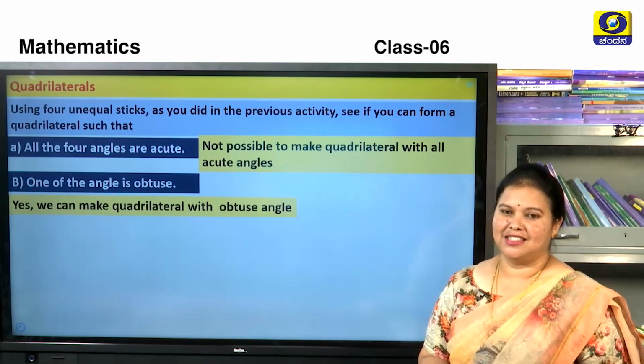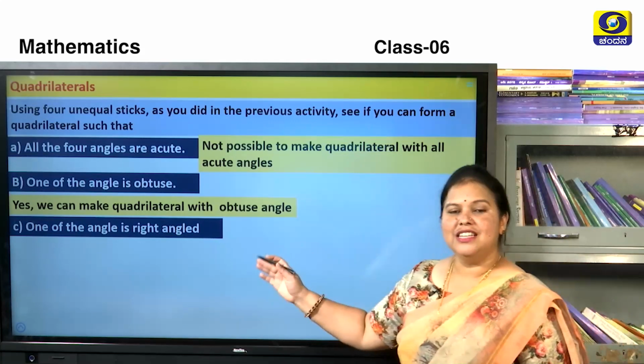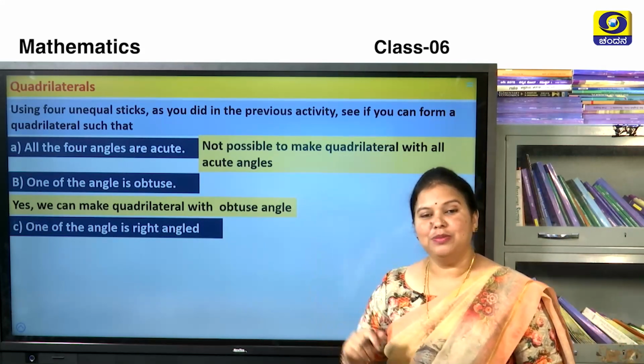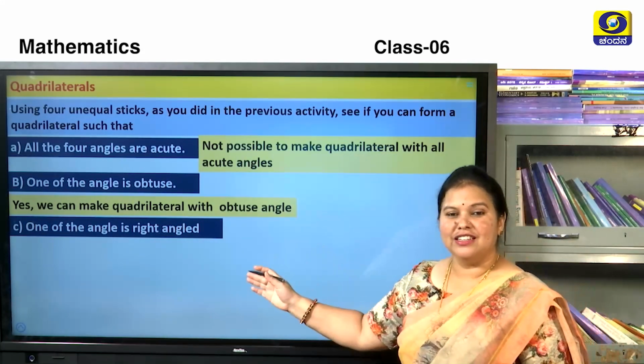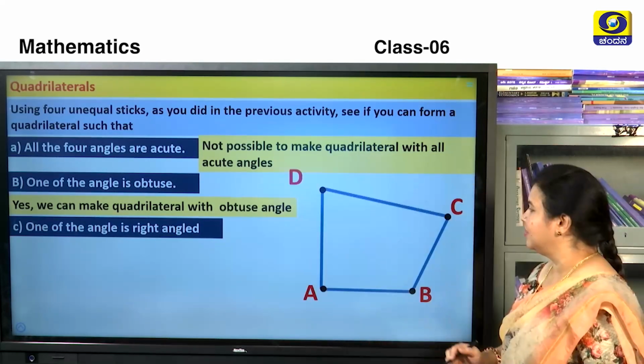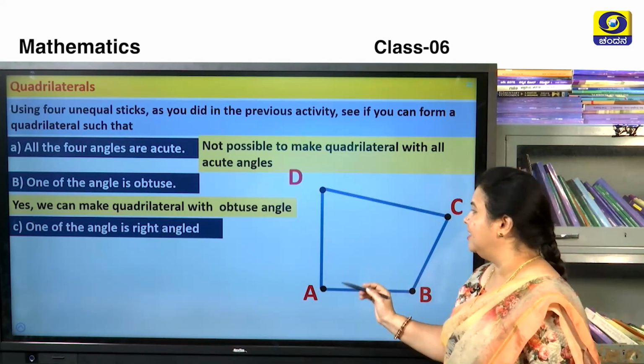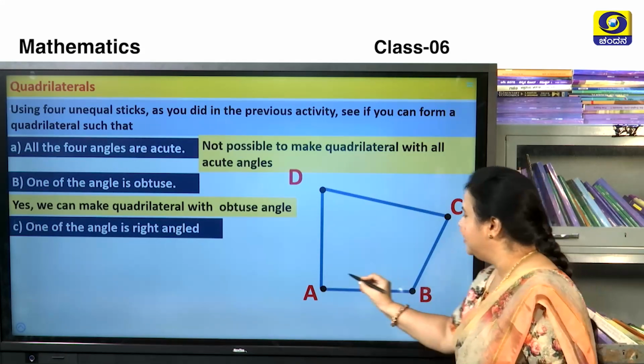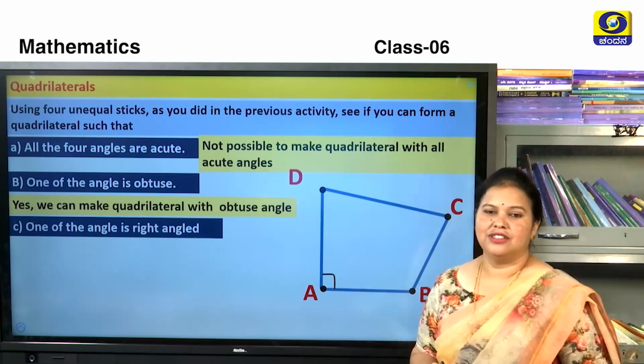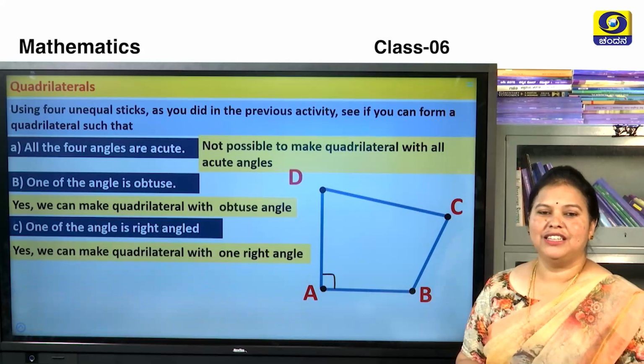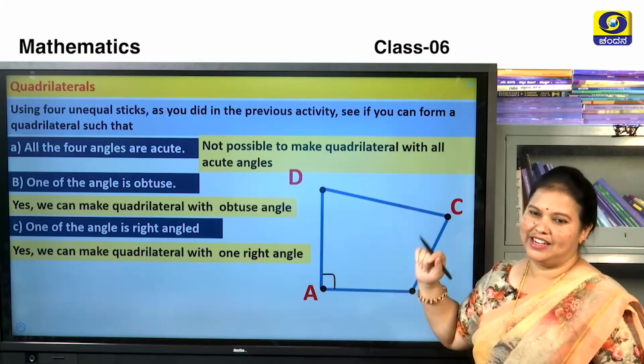We'll see the next statement. One of the angles is a right angle. Can you make a quadrilateral if one of the angles is a right angle? We'll see. See here, in this quadrilateral, angle DAB is a right angle, isn't it? So, we can make a quadrilateral with one right angle.